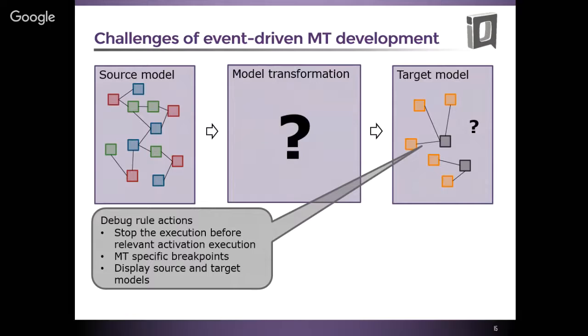So apart from debugging transformation preconditions, we could also use some tooling help with debugging transformation rule actions as well. As I mentioned before, it could be quite helpful if the user could explicitly select at which activation's execution we should stop the model transformation. So at which activation should the debugger stop the model transformation? And this could be achieved by a set of model transformation specific breakpoints.